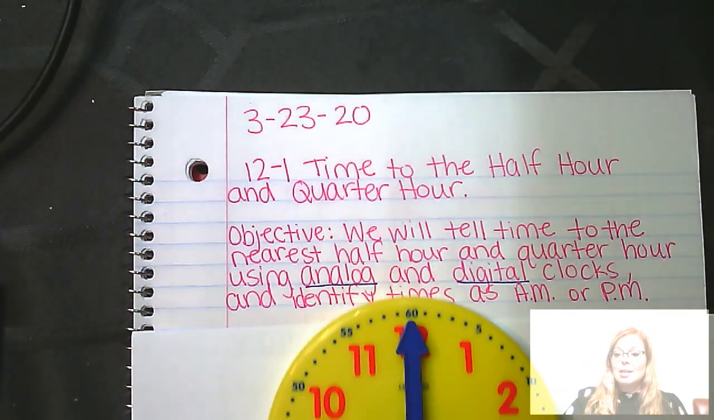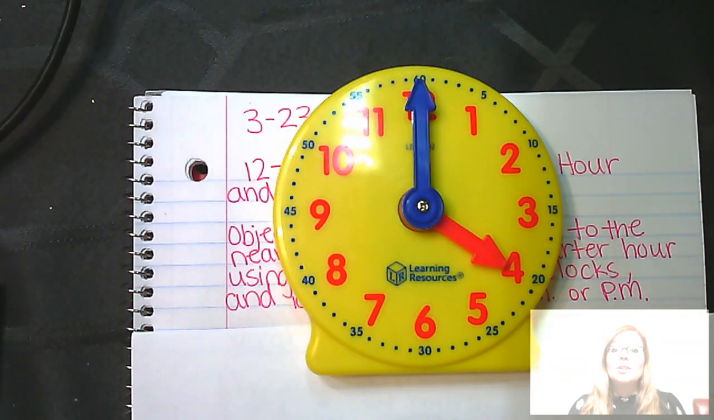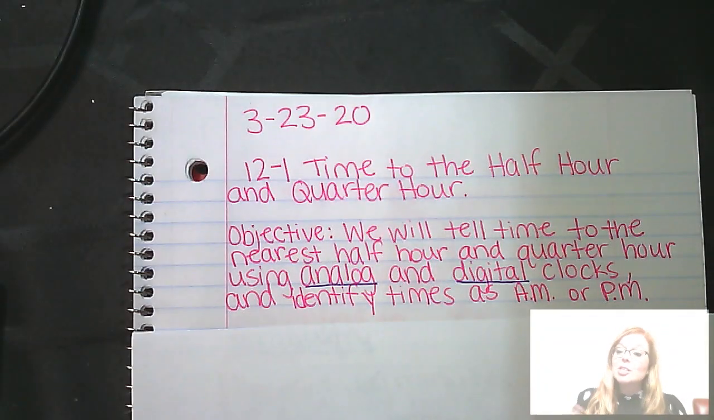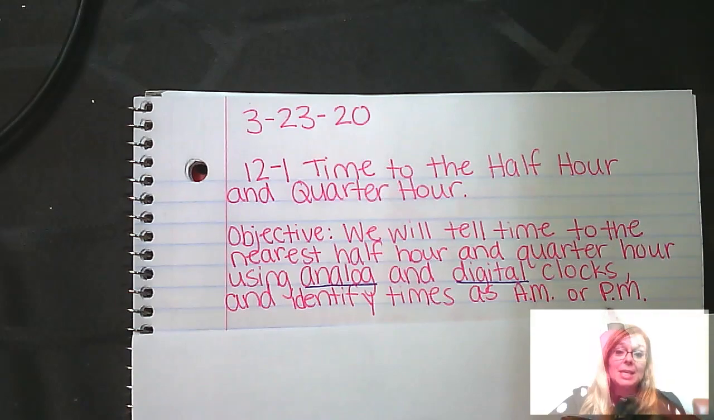This is an analog clock. You see them at your school, they are on your walls. I just want you to be aware that this is the one that means the analog clock. A digital clock just tells you the numbers, and it tells it digitally on an alarm clock. You can see them on your smartwatches. And then we are also going to be identifying time for AM and for PM.